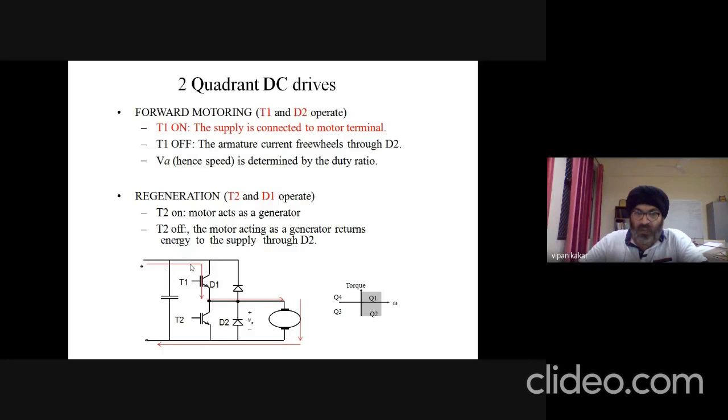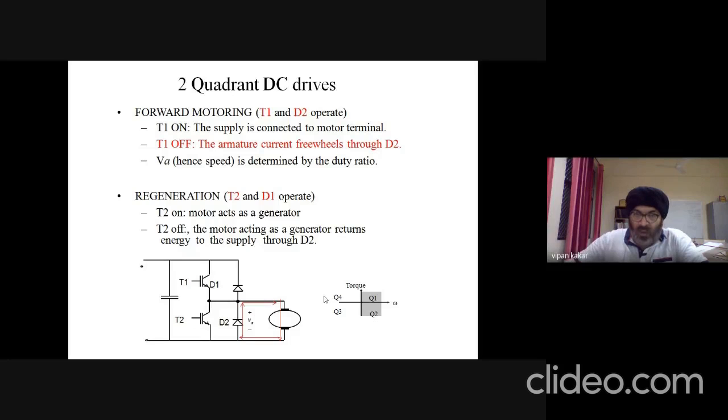So the path of the current follows this path. So the motor runs through this switch T1 and so on. Now when T1 turns off, this supply is now disconnected from the motor through T1 because it is turned off. T2 is already off. Diode D1 is reverse biased.